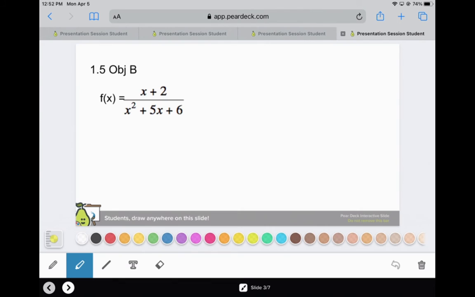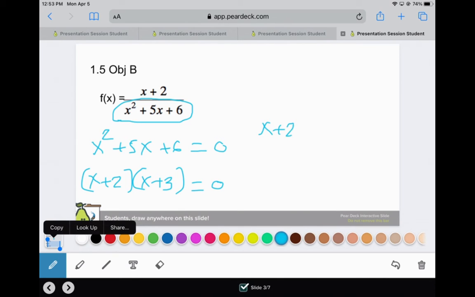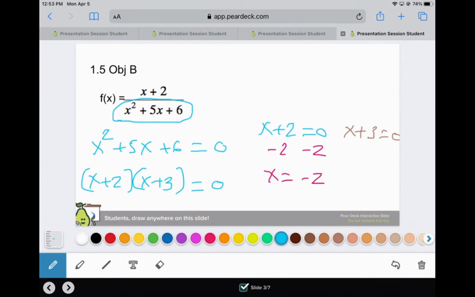Let's do one more. Now again, I'm going to focus on my denominator to find that x value. So I'm going to set this equal to 0. If you factor this out, it's going to be x plus 2, x plus 3, right? We solve by setting each factor equal to 0 and then solving. So x is negative 2. This one is x plus 3, x is negative 3. So the function is not continuous at negative 2 and negative 3.